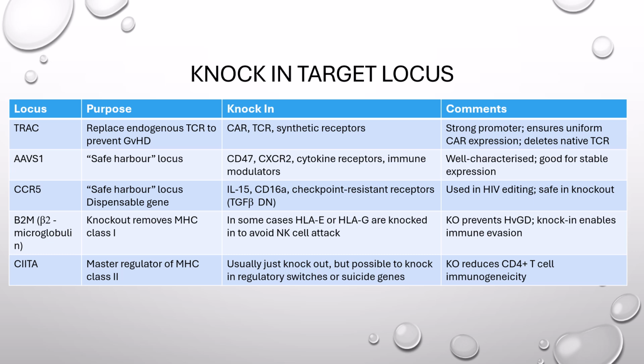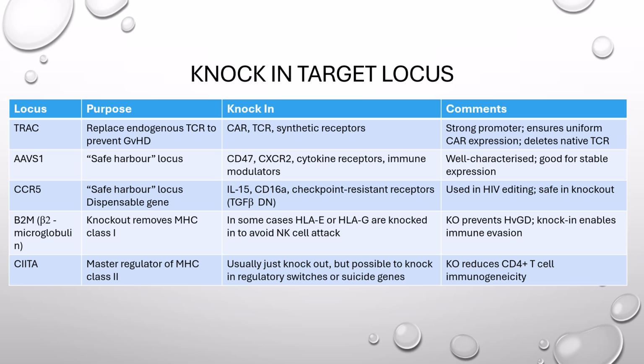And then we've got another one called CCR5. You can use this for your TGF beta domains, genes to knock in, and knocking out prevents, it can be used for HIV editing. Again, I'm not going to go through that. That's another presentation, which I'm not going to do, but it's a safe locus for knocking out, and it's safe for knocking in.